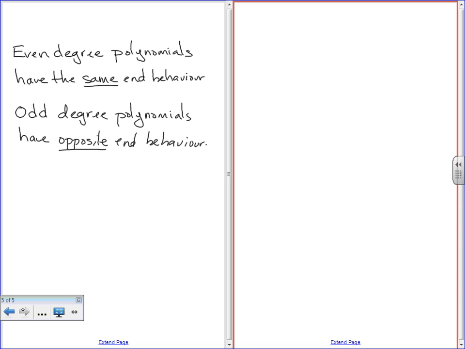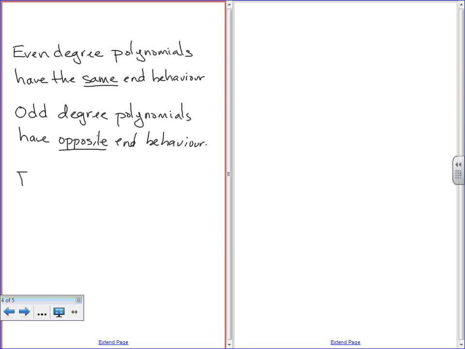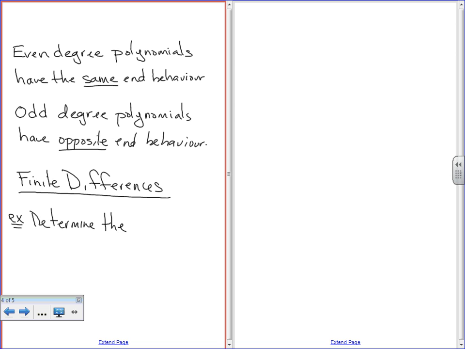Okay. So the next thing you're going to be responsible for knowing is finite differences. And you actually did a lot of this in grade 9. So we'll just do an example to illustrate what you need to know for finite differences. Example, determine the degree of each function.